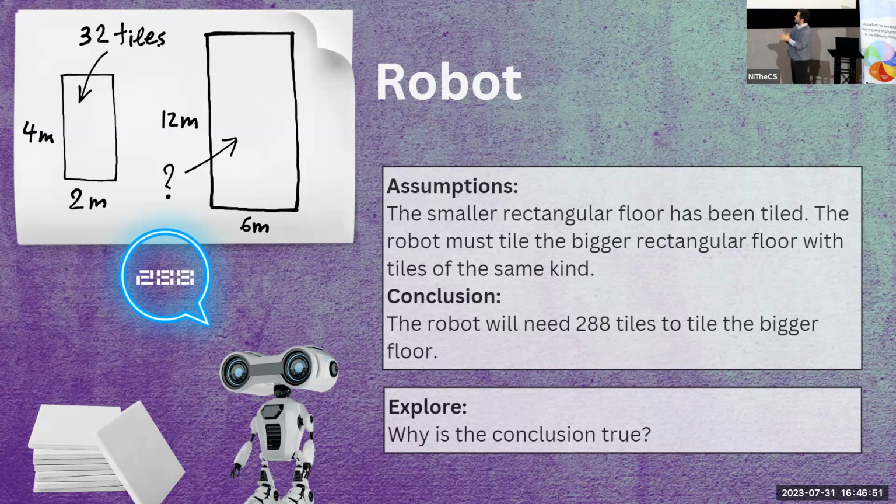And then the conclusion is that the robot will need 288 tiles to tile the bigger floor. So you see, in a typical mathematical exercise, you will ask the student, how many tiles will the robot need to tile the bigger floor? And so the student will have to figure it out and then give you the answer.